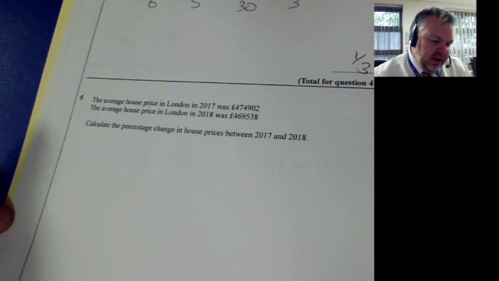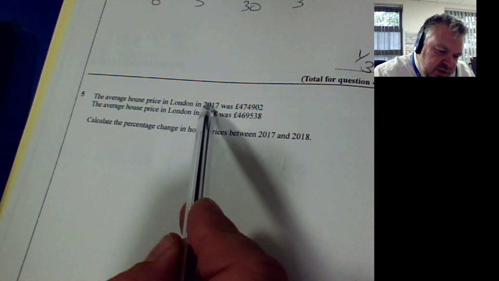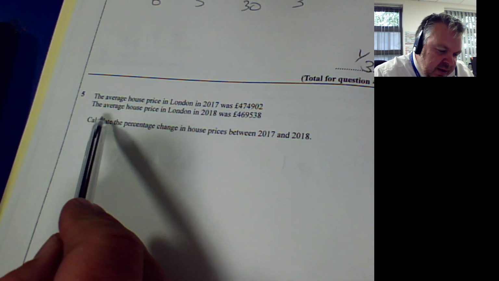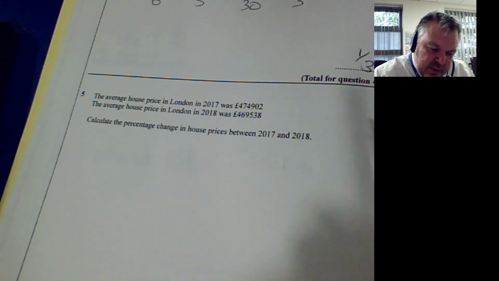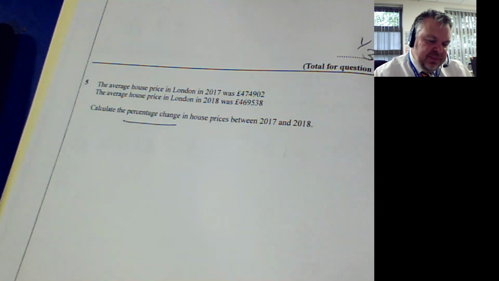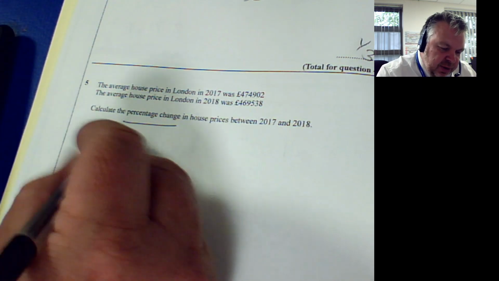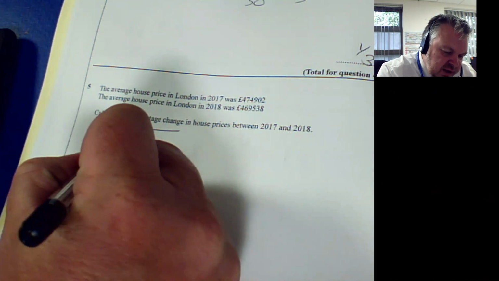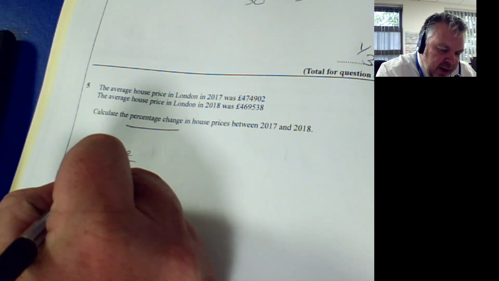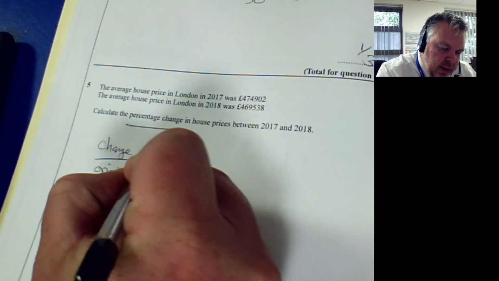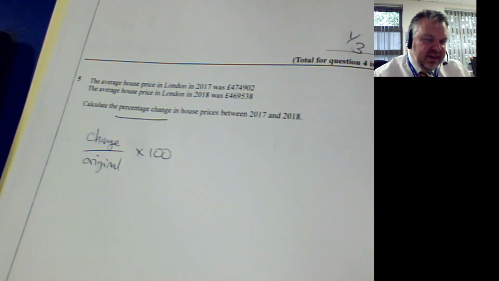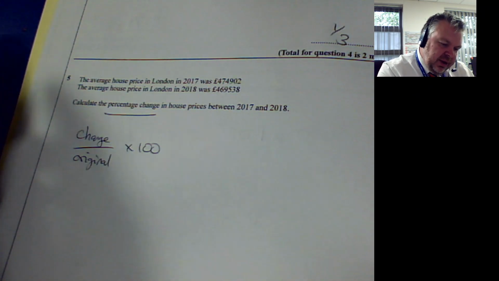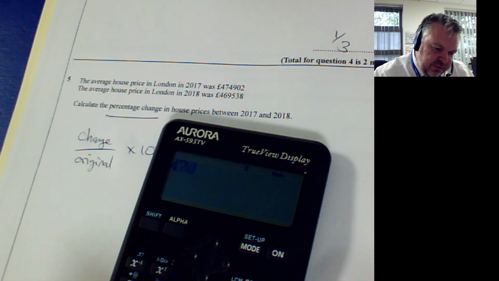Okay, next one then. We've got some average house prices. Average house price in London in 2017 was something. In 2018 it was something else. Looks like it's gone down. We're doing a percentage change question. Okay, easy way to do percentage change: we do the change divided by original and times by 100. So my key thing that I need to do here is work out the difference between the two. I'll do that on my calculator again.